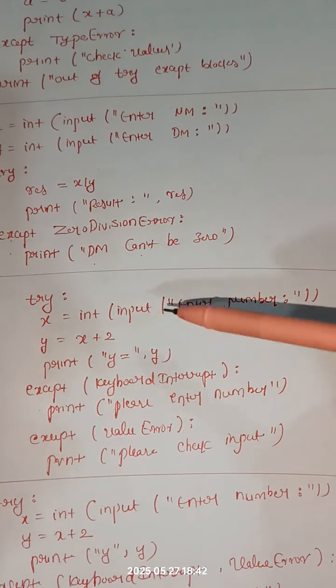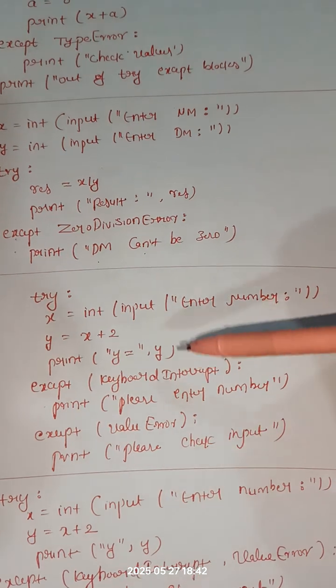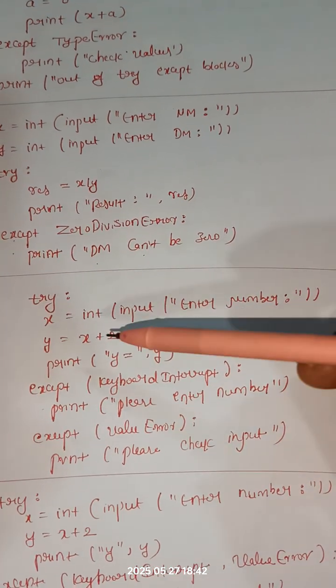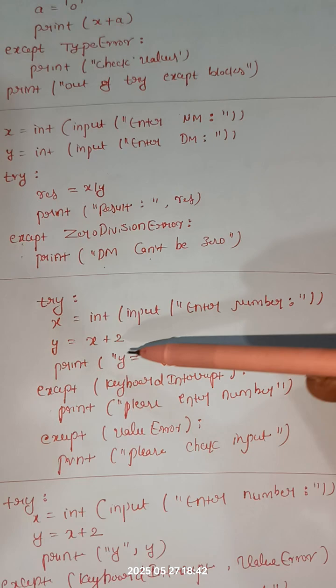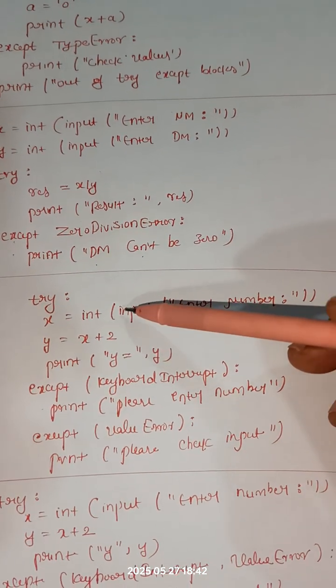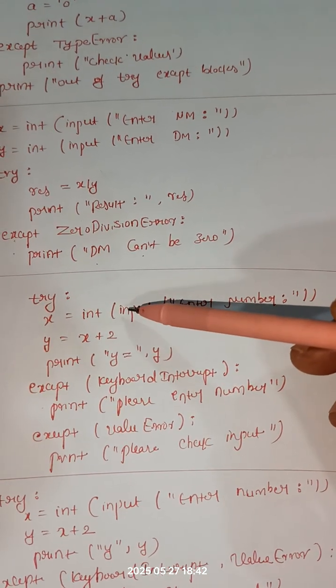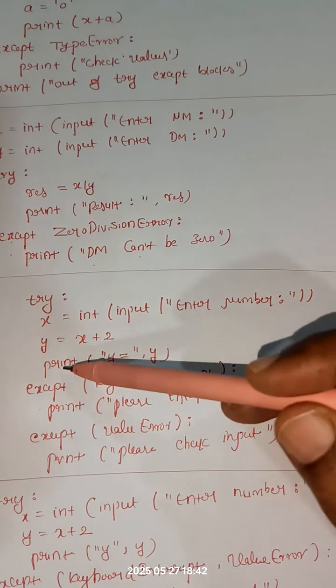Then example 3, try and except block. Within that we are writing 2 except blocks. We can write multiple except blocks. x equals input, enter the number, y equals x plus 2. Print y. Once we go to the output window, we will see this x value. If you give some number, that plus this it will give and it is going to print it.